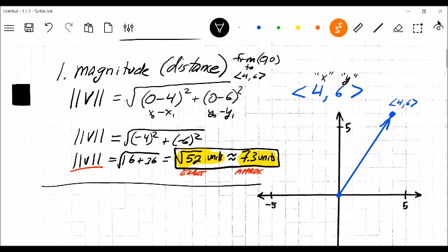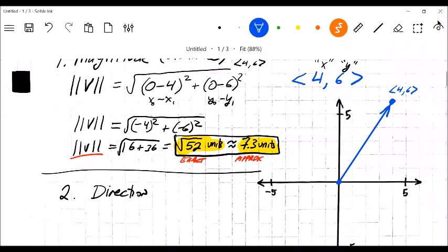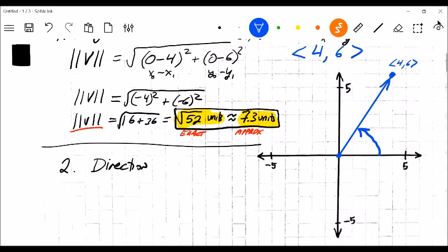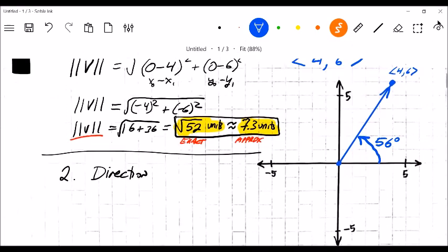Now, let's think about direction. So the second part of this is the direction for it. And for the direction, we start at the initial side and we go here. So for that, we probably need a protractor. In fact, almost certainly we do. If you get a protractor and you have the lines right, it's going to be pretty close to about 56 degrees here.